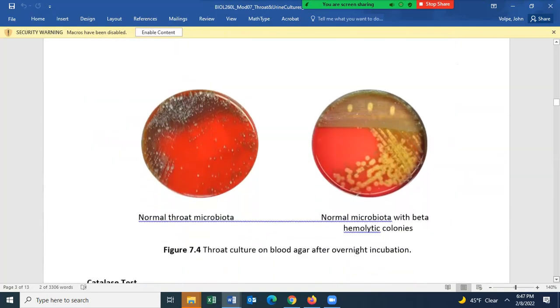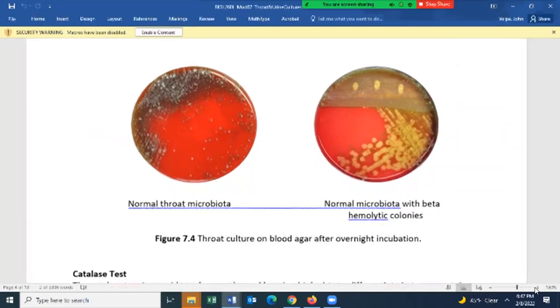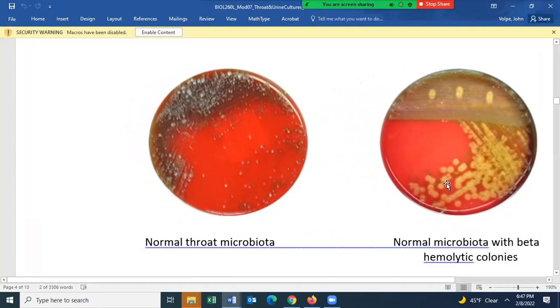Streptococcus pyogenes, shown here, I'll try and blow that up a little, would be the small white colony inside the circle, and that clear region, which is actually pretty big, is showing you complete hemolysis of the blood agar. That would be a normal throat organism, which right here has no hemolysis, and then right there would be some alpha hemolysis.